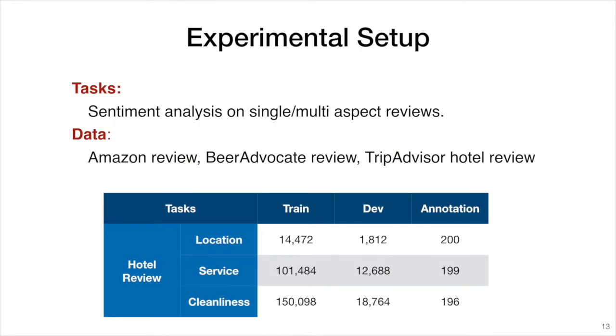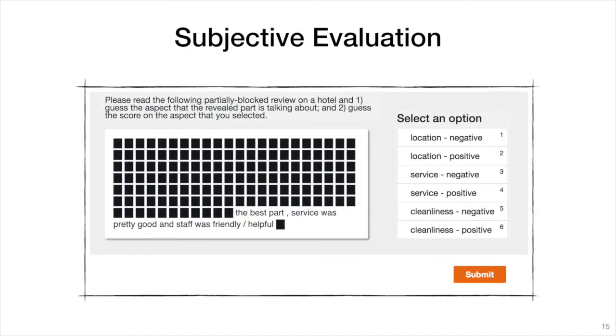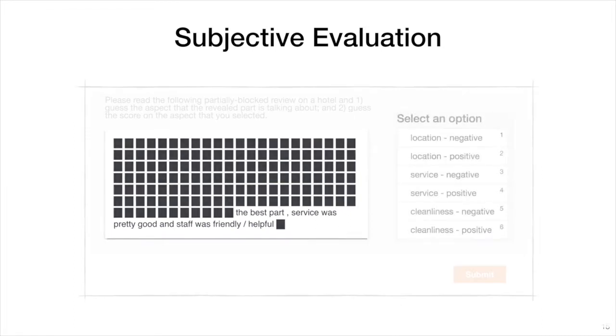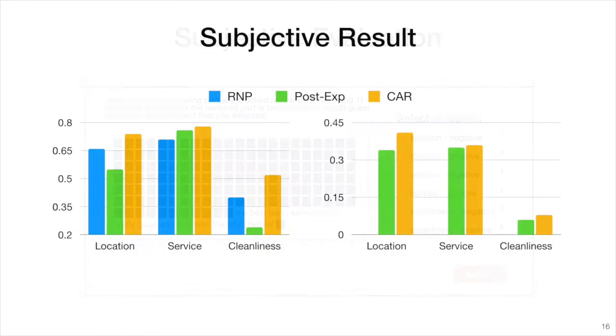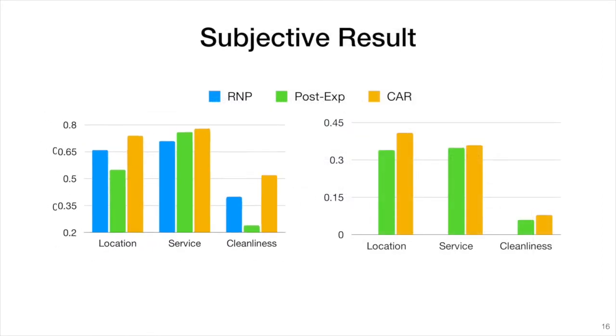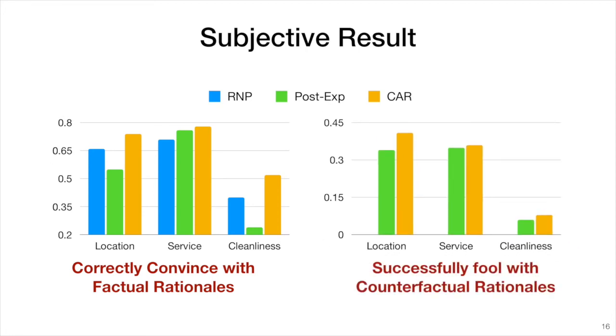Objective evaluation on factual rationale annotations shows CAR achieves better accuracy in finding factual rationales. We also perform a subjective evaluation where the subjects are presented with the rationales and asked to guess the class as well as the aspect. The results show that CAR is able to correctly convince the subjects with factual rationales and fool the subjects with counterfactual rationales.